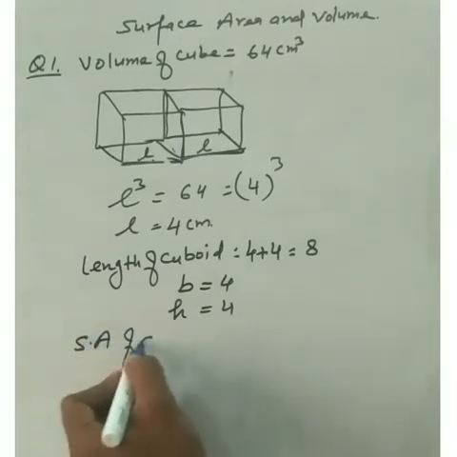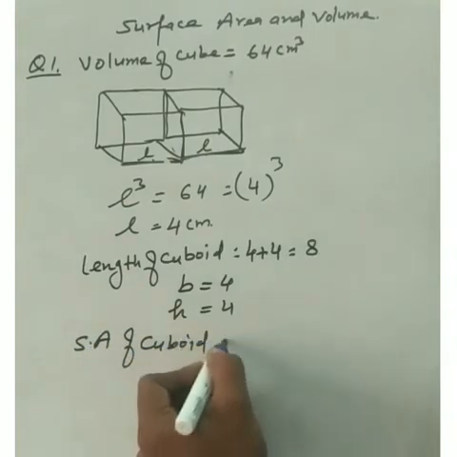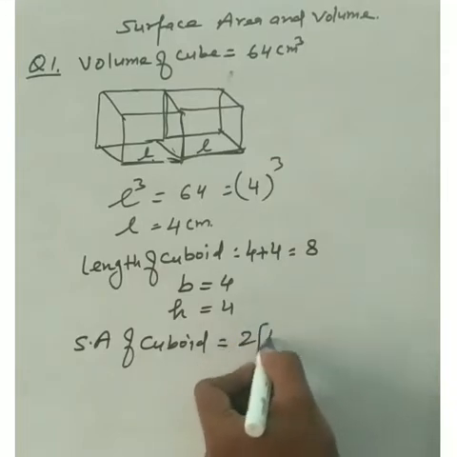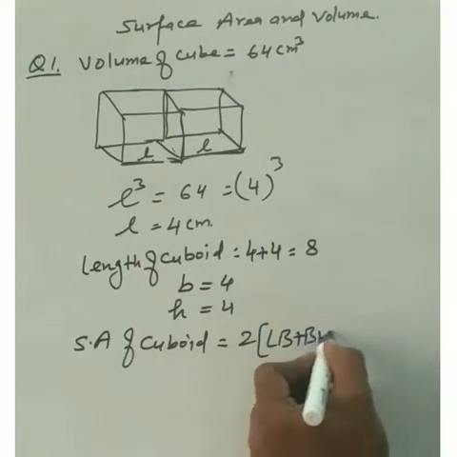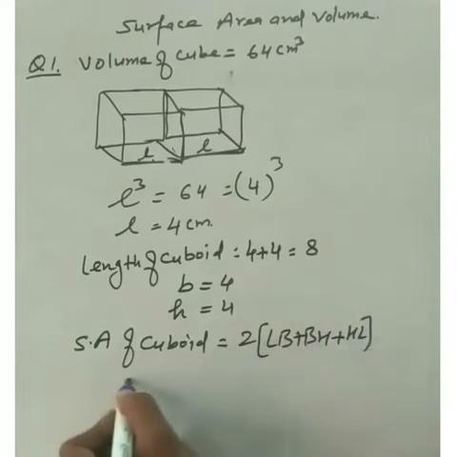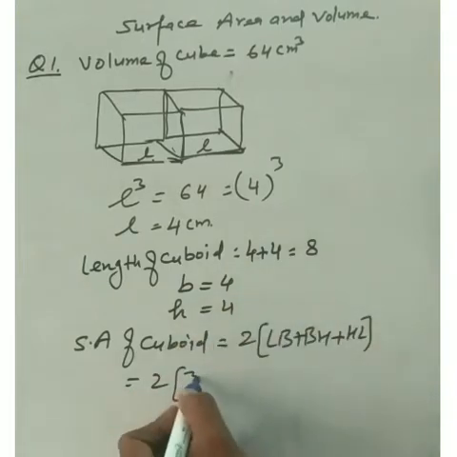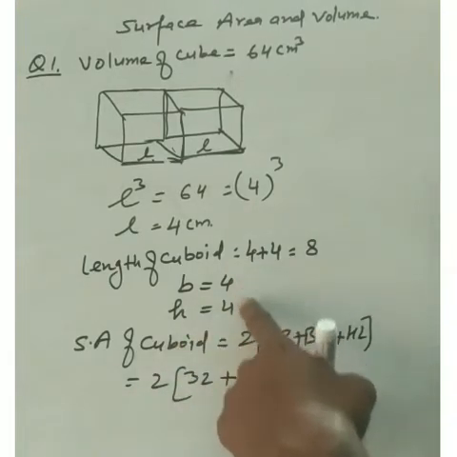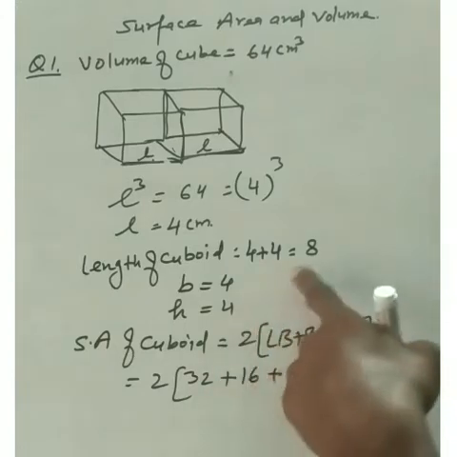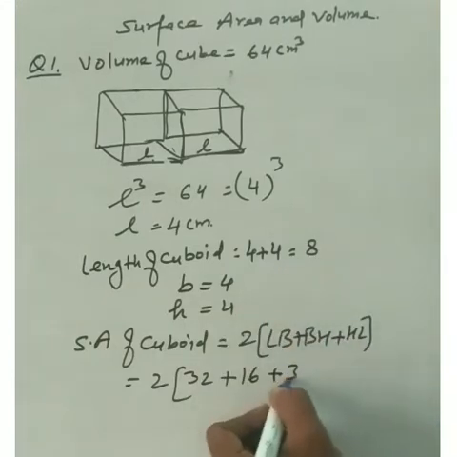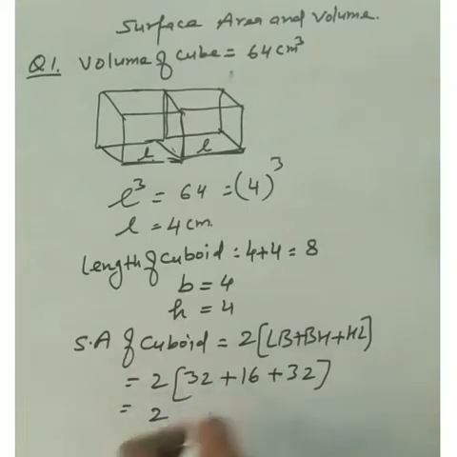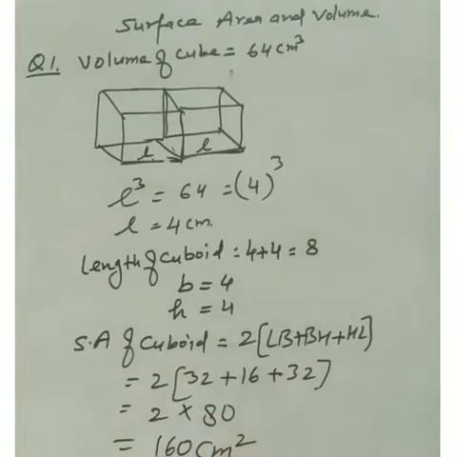Surface area of cuboid is 2 times LB plus BH plus HL. L into B, 8 into 4, 32. B into H, 4 into 4, 16. H into L, 8 into 4, 32. 2 times, this is 80, 160. 160 centimeter square is the surface area of the resulting cuboid.